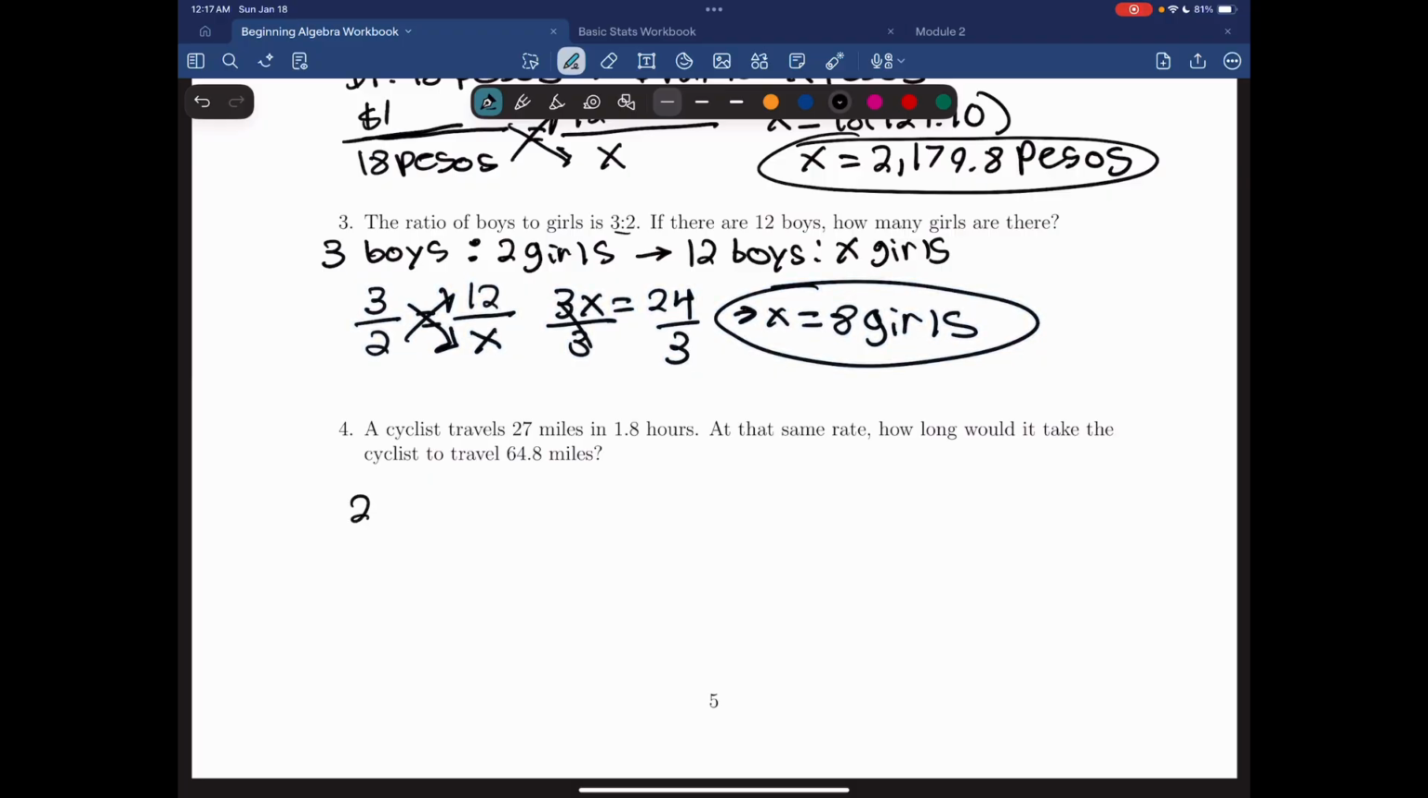So we know for every 27 miles, the cyclist will travel 1.8, or for every 27 miles traveled, 1.8 hours will have passed. So now we want to know how many hours will it take the cyclist to travel 64.8 miles. Well, let's find out by cross multiplying.